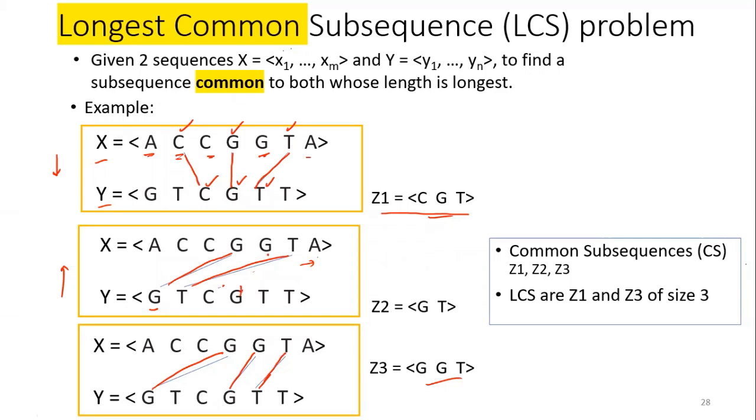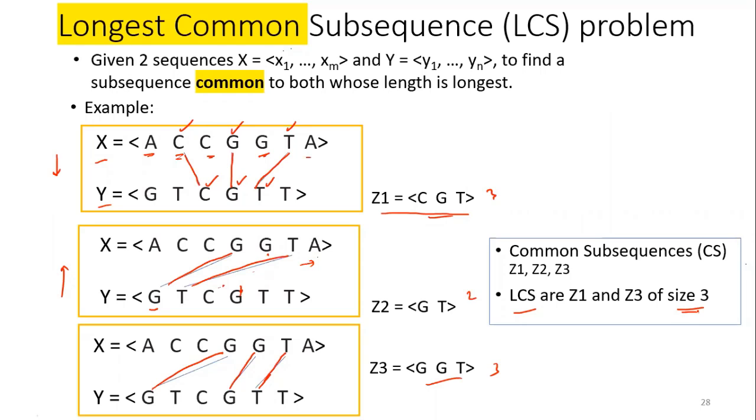In this case, there could be multiple LCS, which is the longest common subsequence. You can see that this has a size of 3, this has a size of 3, this has a size of 2, and there are 2 LCSs, and they both have a size of 3. So that is the problem we're trying to solve: to find an LCS, or maybe all of the LCSs, or any valid LCS. But it has to be the longest common subsequence. That's our goal. Now let's see how we can use dynamic programming to solve this.